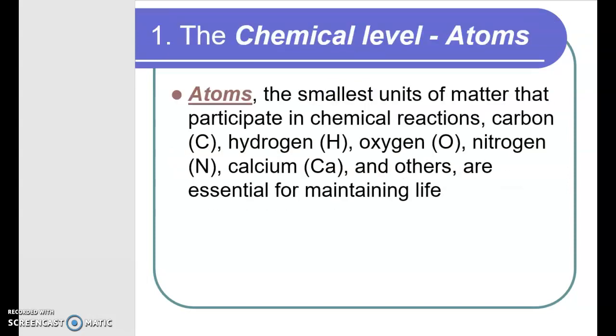So when we take a look, we'll dive into these six different components a little bit deeper. So first off, we take a look at the chemical level, and that's where we have atoms. So atoms are the smallest units of matter that participate in chemical reactions. And you can see several of them are listed here. You've probably seen the periodic table before, so you've heard of these different structures before. But when we take a look, especially carbon, hydrogen, oxygen, nitrogen, calcium, those are some of the key components, really essential for maintaining life. Anything that's in the whole wide world is made up of those atoms that we find on the periodic table, including us.